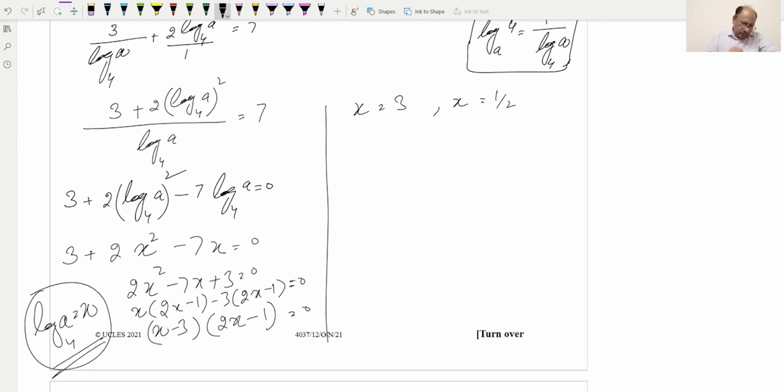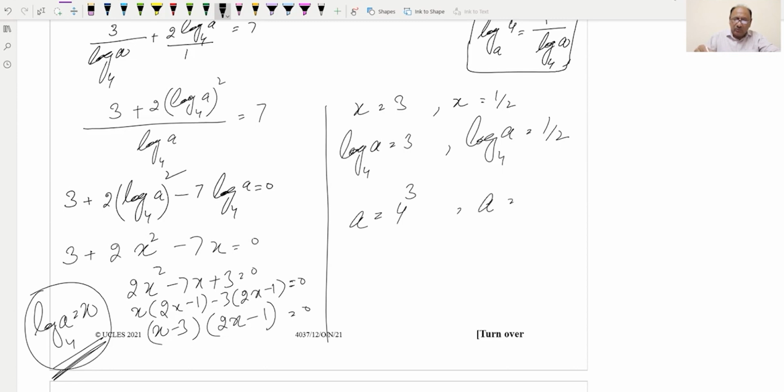Now x value, this one we will be replacing, and we can write log with base 4 of a is equal to 3, and the second value will be log with base 4 of a is equal to 1 by 2. This implies by rule we can write a is equal to 4 raised to the power 3. This is again the log rule which we have applied, and here also we can write a is equal to 4 raised to the power 1 by 2.